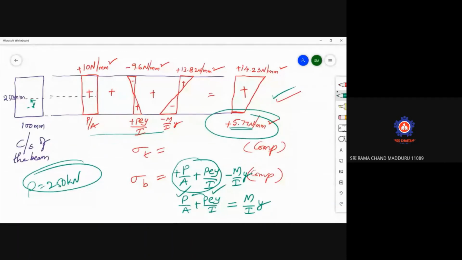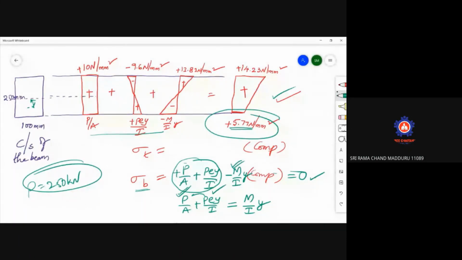If this value is slightly higher, then I should make the summation equal to 0. Instead of asking to balance, they can also ask to calculate the pre-stressing force in such a way that the bottom fiber stresses are equal to 0. They can also ask like this. So in such a way, we need to calculate the pre-stressing force.